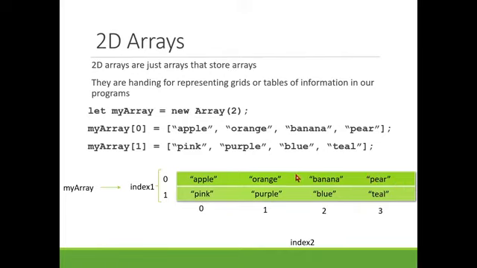Remember that I said that each element of an array could be of any type. It can also be another array. myArray[1] will go down to this array. And we're going to have to use two indexes to access specific elements. We'll see that in a moment.